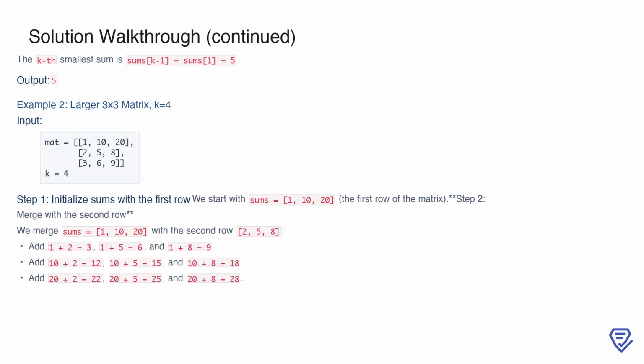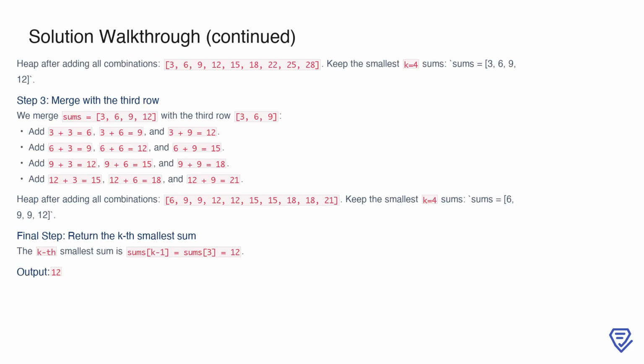For example, we calculate 1 plus 2 equals 3, 1 plus 5 equals 6, 1 plus 8 equals 9, 10 plus 2 equals 12, 10 plus 5 equals 15, 10 plus 8 equals 18, 20 plus 2 equals 22, 20 plus 5 equals 25, and 20 plus 8 equals 28. After adding these values to the heap, we retain only the smallest k equals 4 sums. The heap after merging the first two rows contains 3, 6, 9, 12, 15, 18, 22, 25, 28. From this, we keep the smallest k equals 4 sums, resulting in sums equals [3, 6, 9, 12].